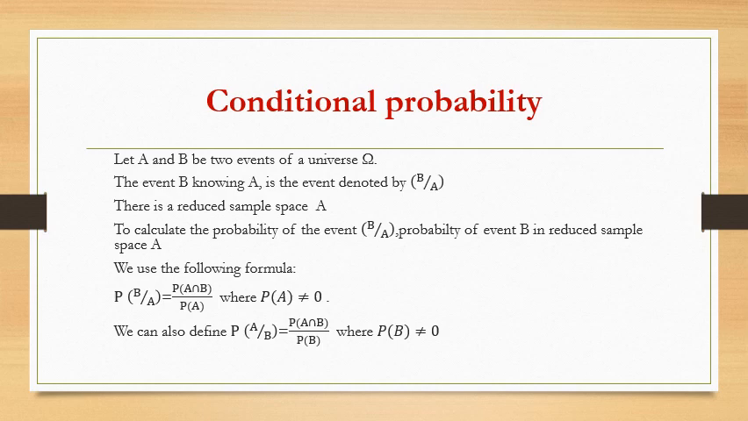We can also define probability of A knowing that B, which is equal to probability of A intersection B over probability of B, where probability of B is different from 0.